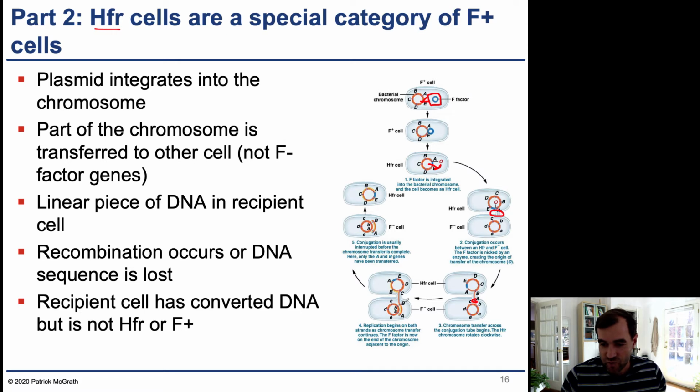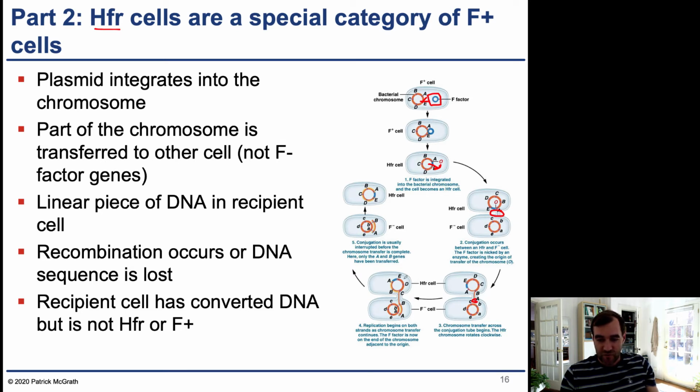Initially, and again, only a single strand gets transferred. And then immediately you start replicating DNA in both cells. So this gets filled in, and then this single strand of linear DNA gets sent in. So you might think that this entire chromosome is going to be able to make it into this bacterial cell, creating a diploid bacteria. But this is not what happens. Typically, conjugation is interrupted before the chromosome transfer is complete.